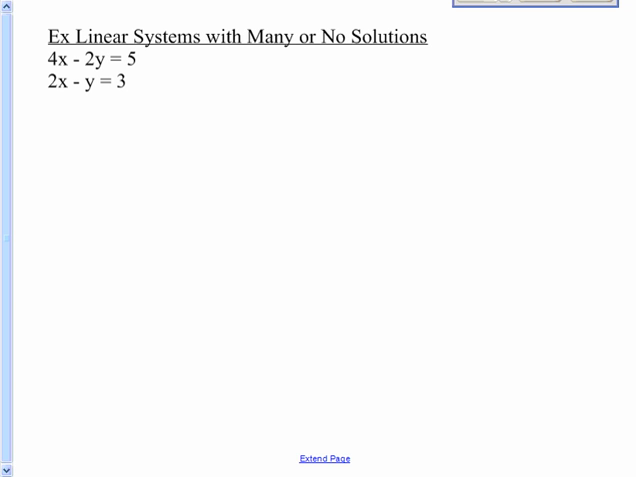Let's do this first one. 4x minus 2y equals 5, 2x minus y equals 3. You know what? Let's solve this one by substitution. Let's go back to that. So I'm looking at this variable right there. I'm like, you know, y, that coefficient's negative 1. So that y is going to be pretty easy to solve for.